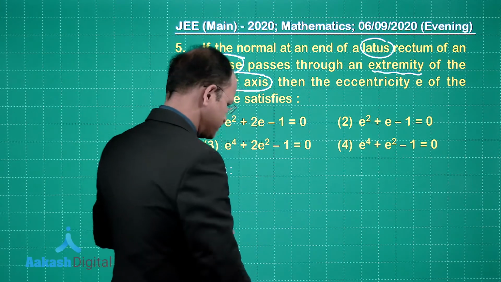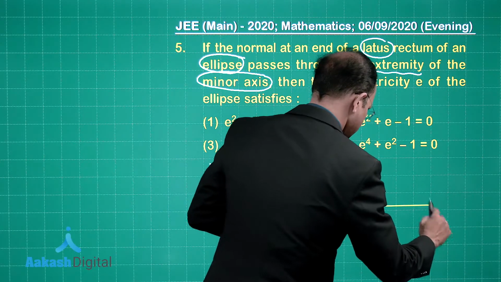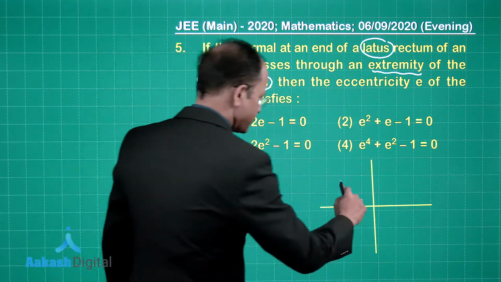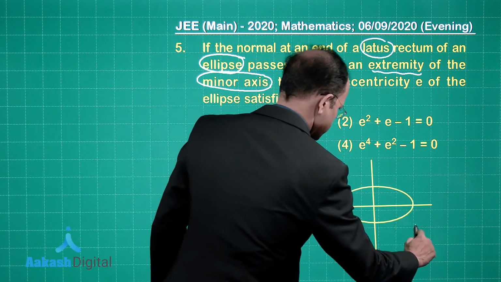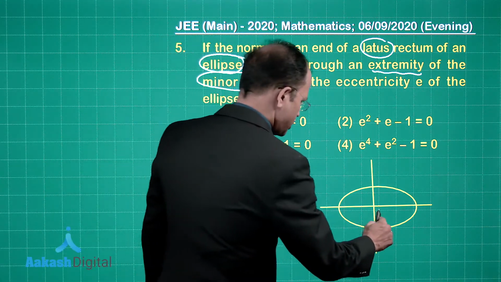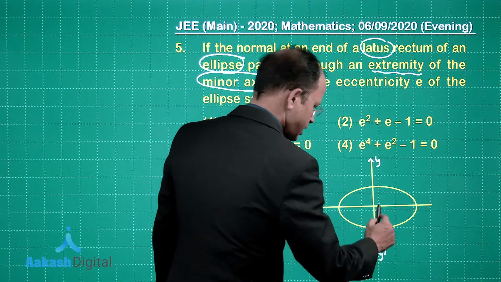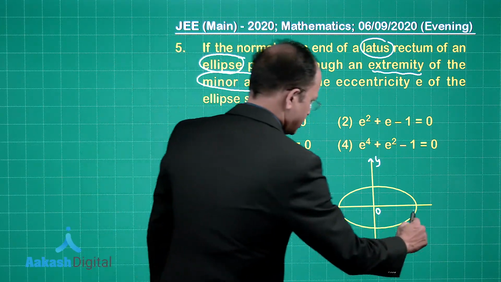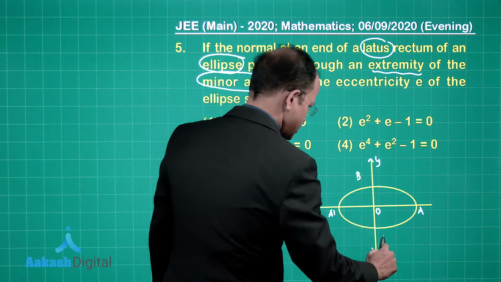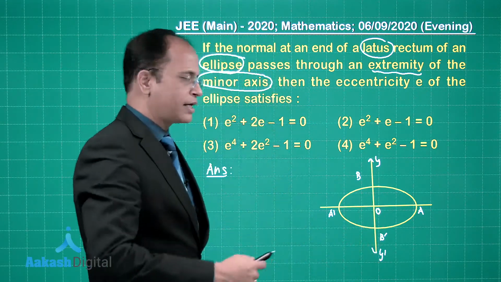So first of all, we have been given axes, and let's draw the ellipse. This is the ellipse I am talking about. This is the origin, which is the center of the ellipse. So this is A dash, this is B, and this is B dash. BB dash is the minor axis.